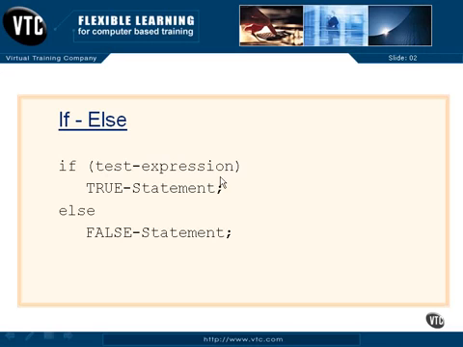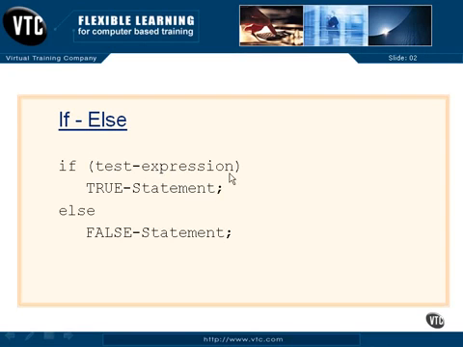Now, to remind you, what is true? True is non-zero. So if the result of this test expression is non-zero, it will be true, and this statement will be performed. What else could be in here besides a statement? A statement block. You could have an open brace here or here. Remember, C doesn't really care about white space. And then a number of statements inside the statement block, which get executed if this is true.